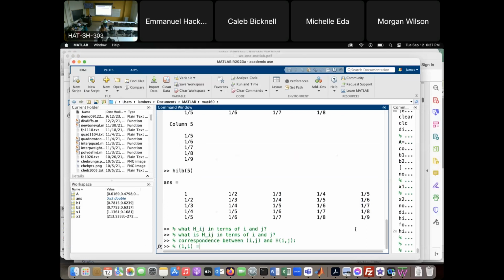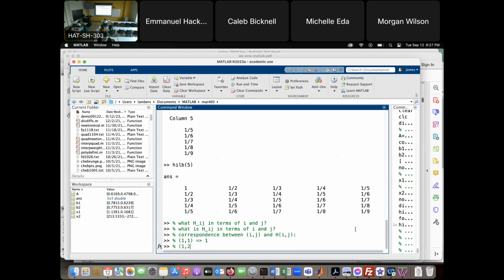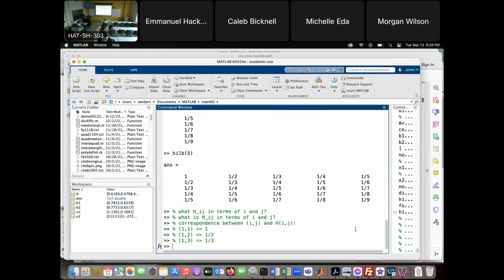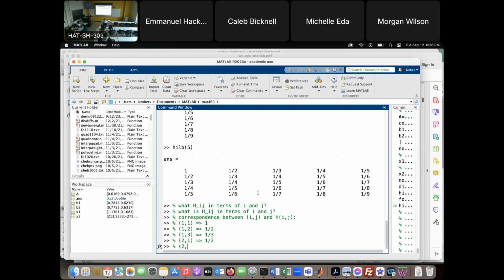Row 1, column 1 gives you 1. Row 1, column 2 gives you 1/2. So this is what format rat has been trying to tell us. Yes. If you look at the Hilbert matrix using any other format, it won't help you get this formula. But format rat does, because it has these nice fractions here. So this is what format rat has been trying to tell us.